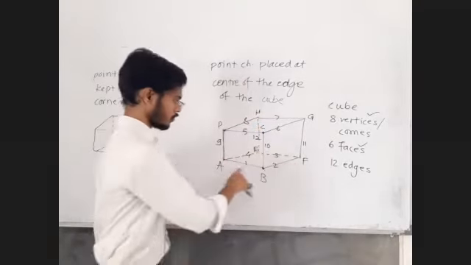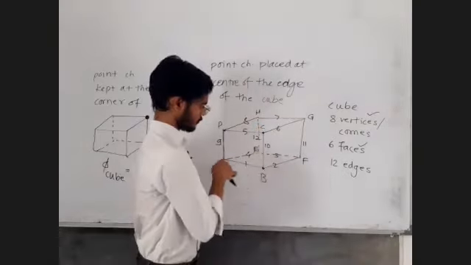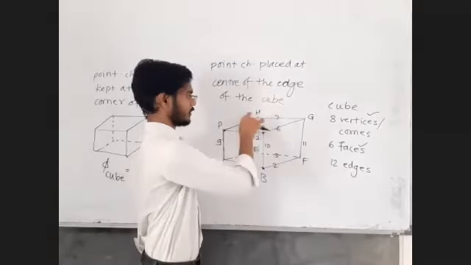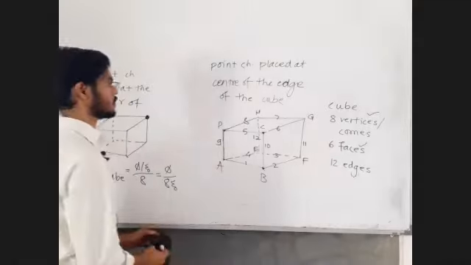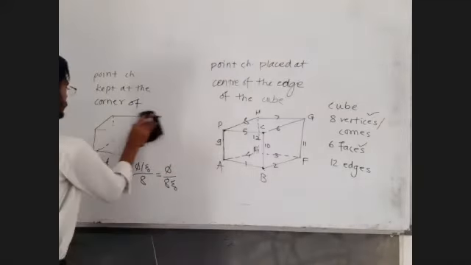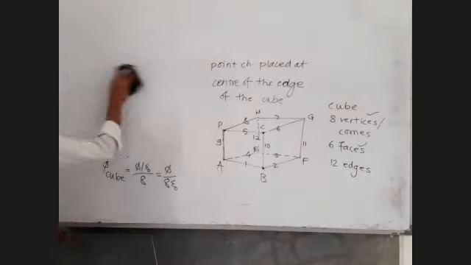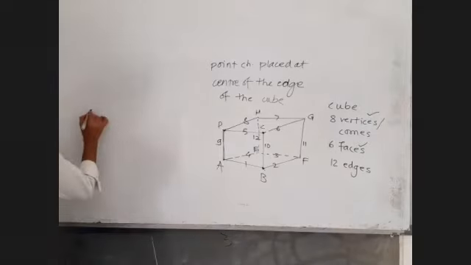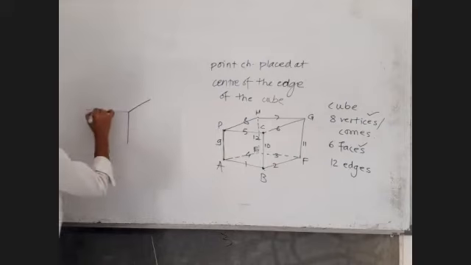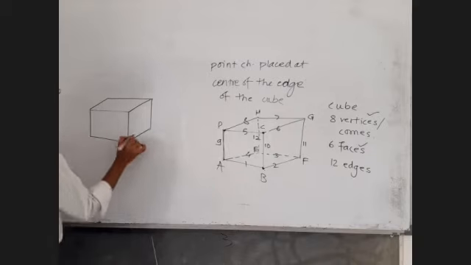Four edges at the top, 4 edges at the bottom, and 4 vertical edges. So there are overall 12 edges. Now the charge is placed at the center of the edge. How much flux is associated with the cube if the charge is placed at the center of the edge?